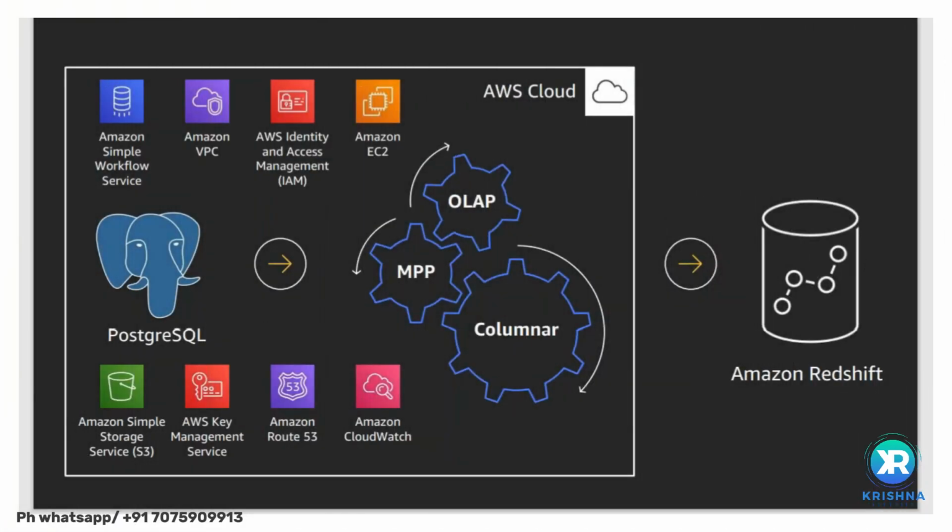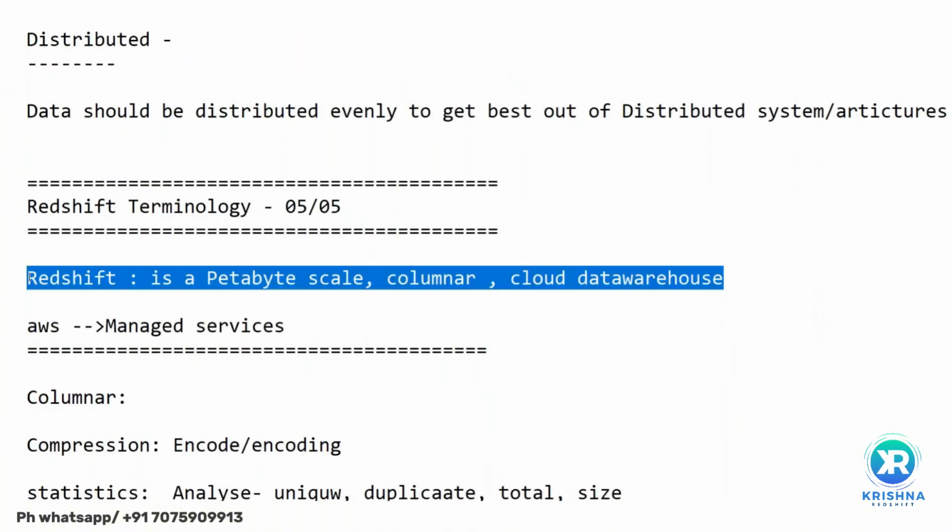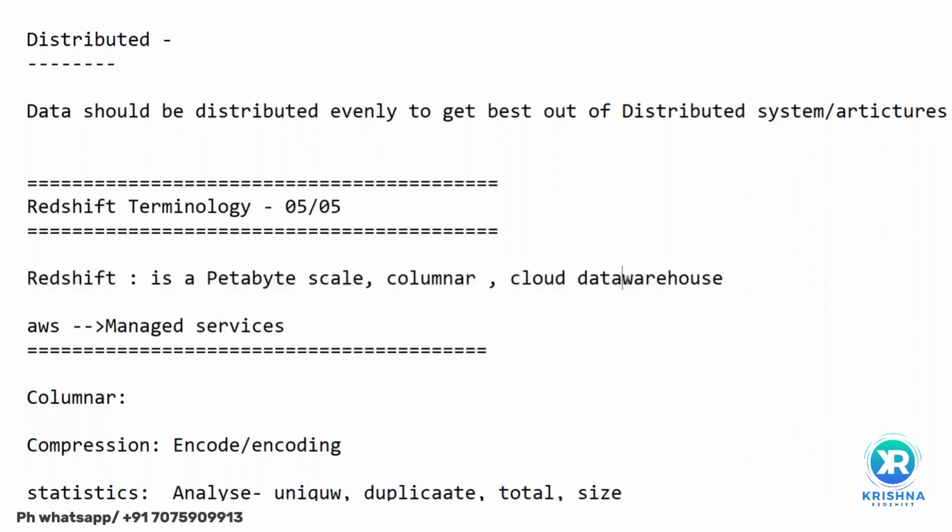Before going to Redshift architecture, we should know what is Redshift. Redshift is a petabyte scale columnar cloud data warehouse. Why are these terms used? Cloud data warehouse says that yes, it's a data warehouse, but it's a data warehouse in the cloud. That's what it means.